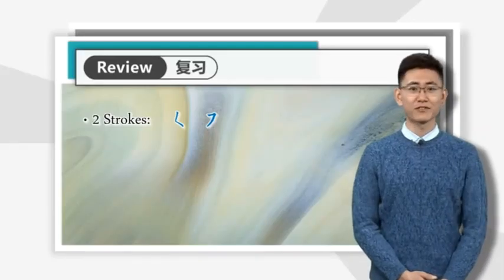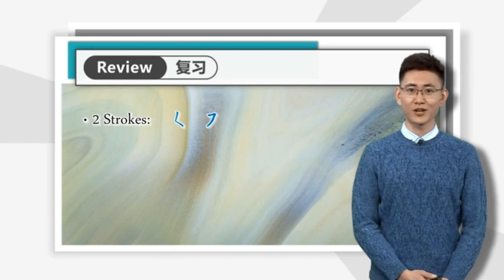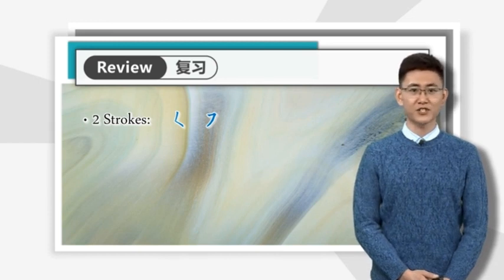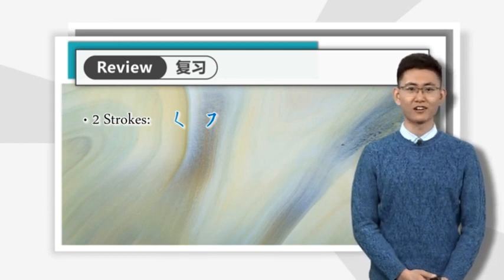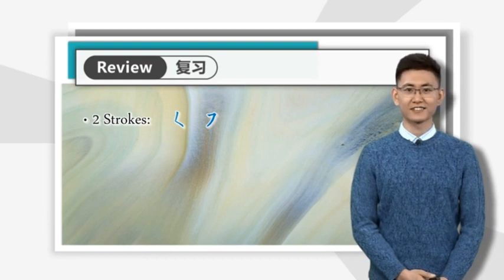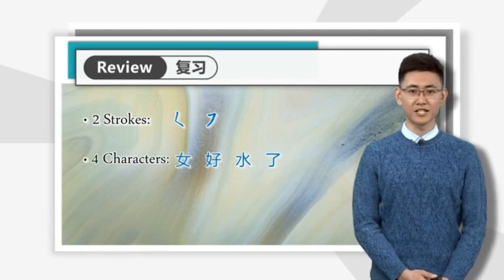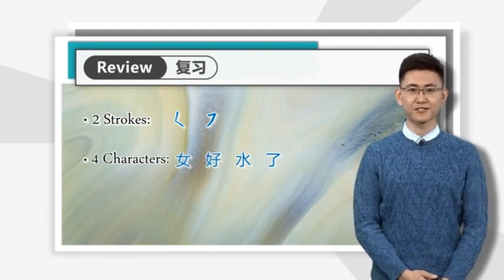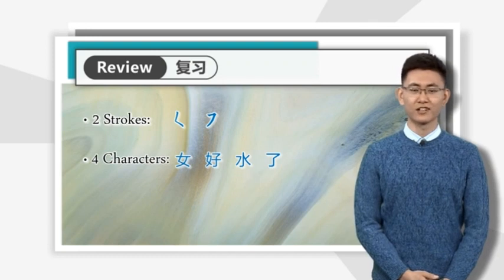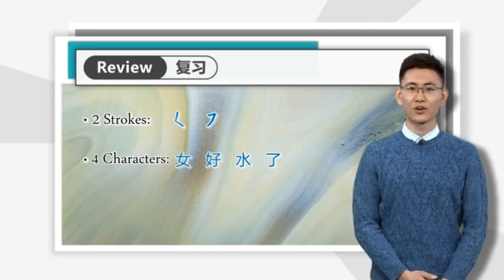Okay, let's have a brief summary. Today, we've learned two new strokes of Chinese characters, which are 撇点 and 横撇. Did you get it? We've also learned four new Chinese characters. 女, 好, 水, 了.